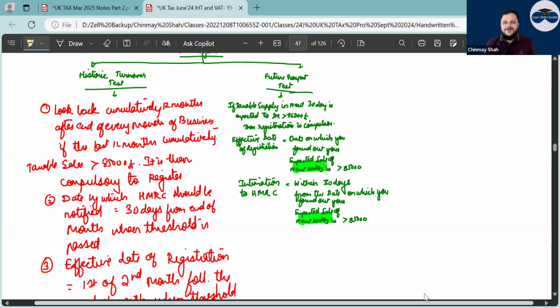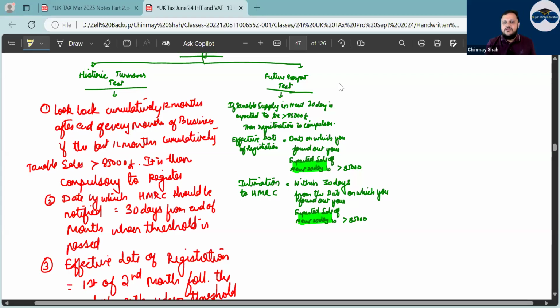So my urge to you, whatever you do, kindly get through in this quarter only, okay? Because if you wait up till next quarter, tension. A lot of things are changing. If taxable supply in the next 30 days is expected to be greater than 85,000, then registration is compulsory, correct? But the effective date of registration is the date on which you found out your expected sale of the next 30 days is greater than 85,000.